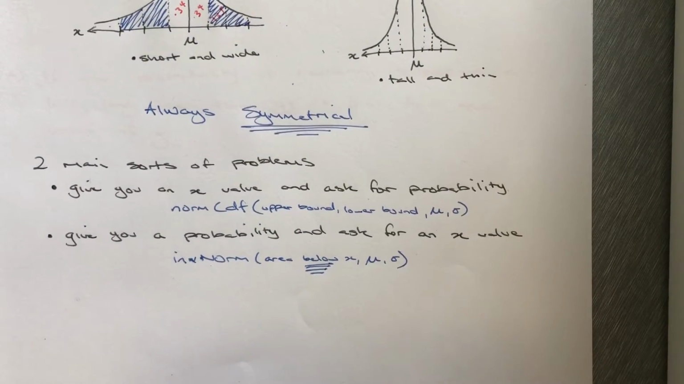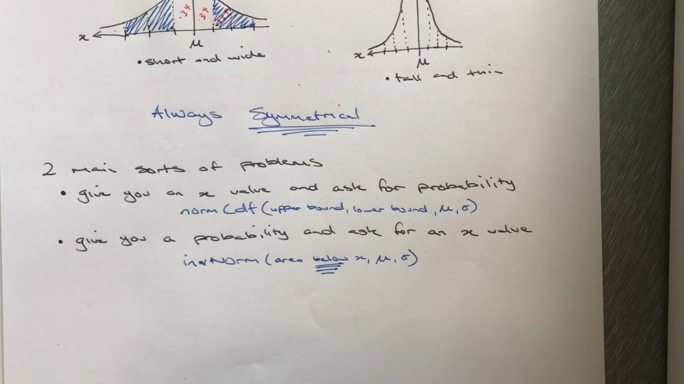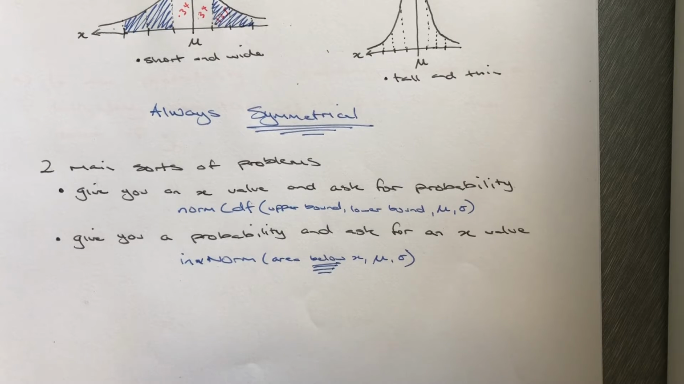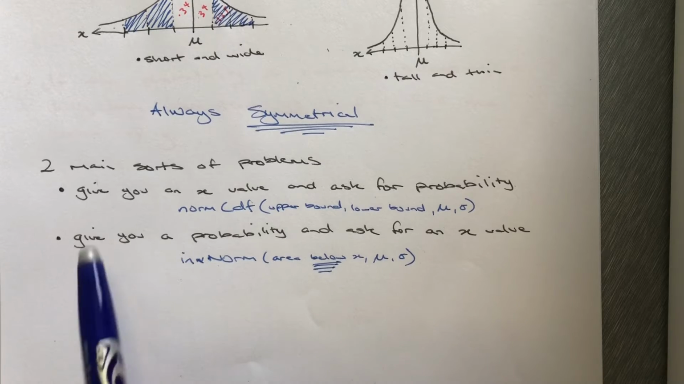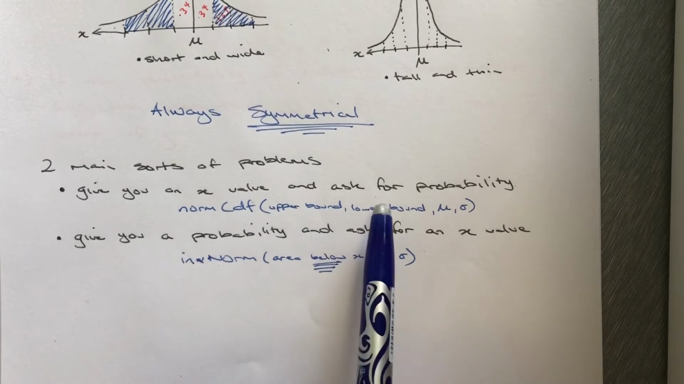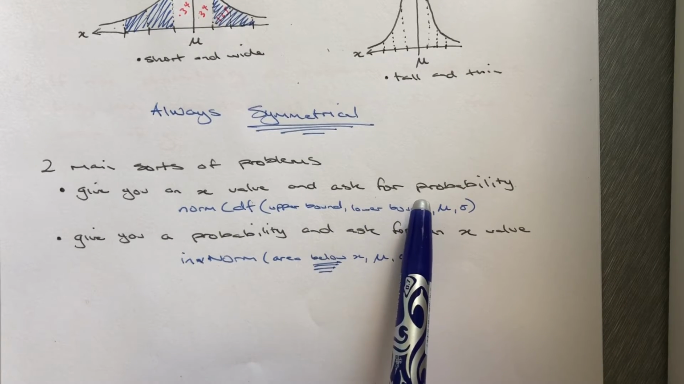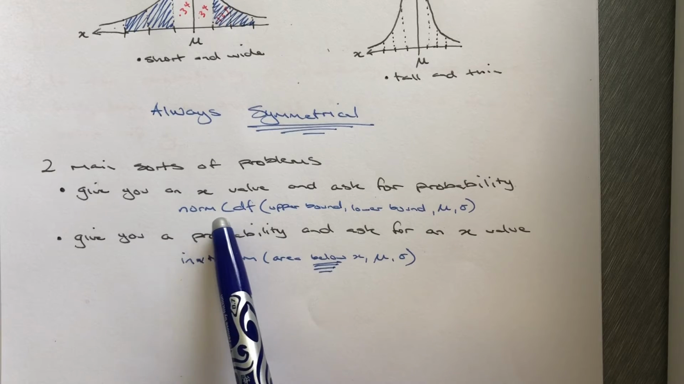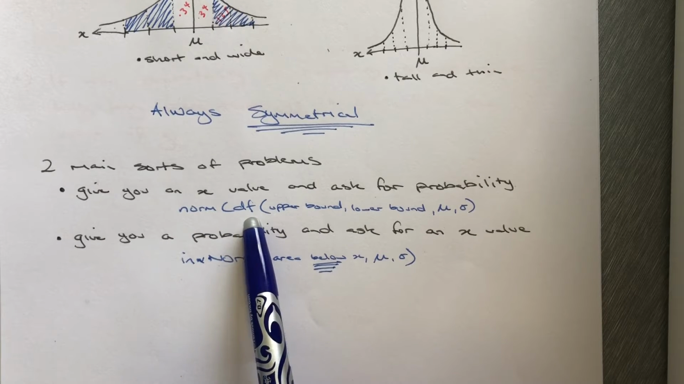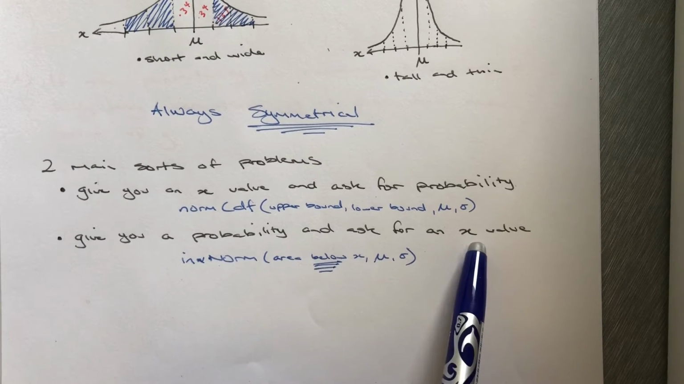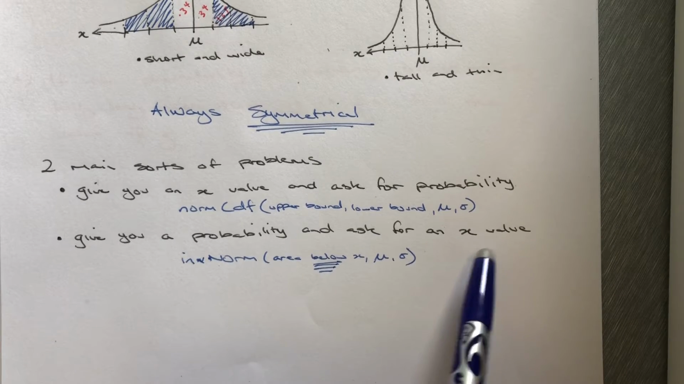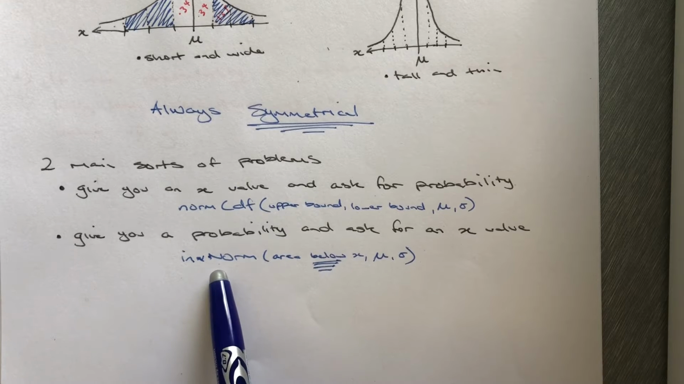All right, now there's basically a couple of main types of questions that you're going to come across in normal distribution. They're going to involve either of these two things here. You're either going to be given an x value and asked for a probability, and to solve that you'd have to use normal CDF, or you're going to be given a probability and asked for an x value, so the opposite. If you're asked to do that, you're using inverse normal.